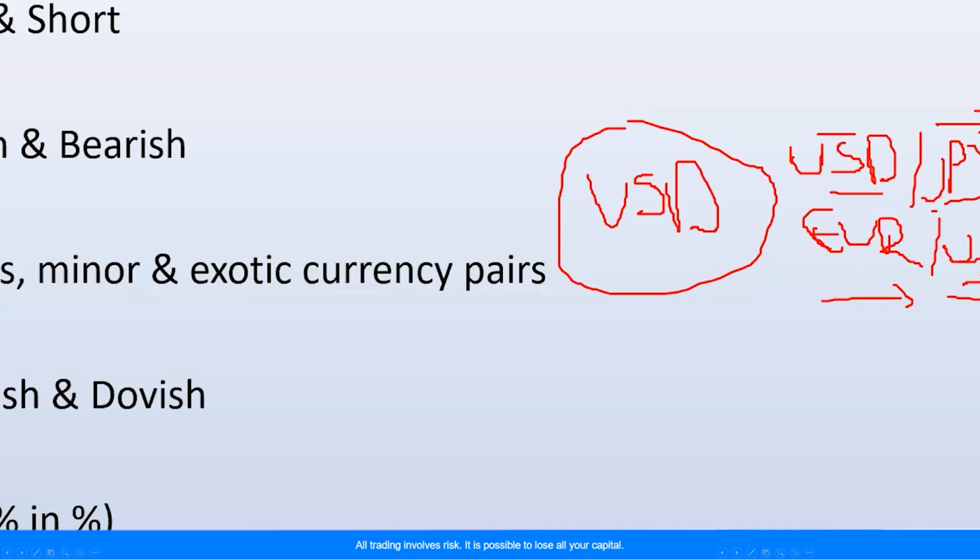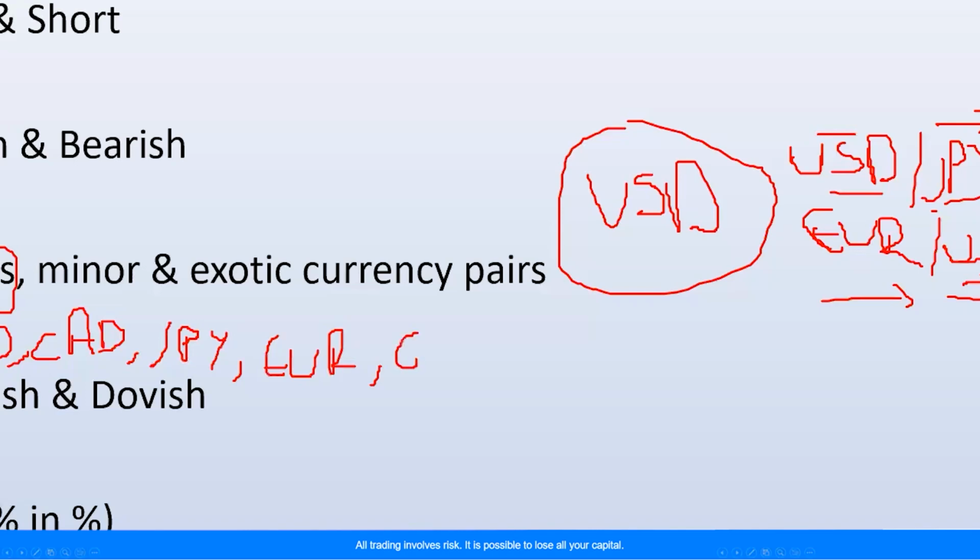Other currencies that you will find under the bracket of majors are, for example, the Australian dollar, AUD, the Canadian dollar, or what we call the loonie, the Japanese yen, the euro, and which did we leave out? GBP, the British pound, and CHF, the Swiss franc. So you have 1, 2, 3, 4, 5, 6. Some people like to include the New Zealand dollar in their majors as well. It's a point of debate, but at the end of the day, who cares?